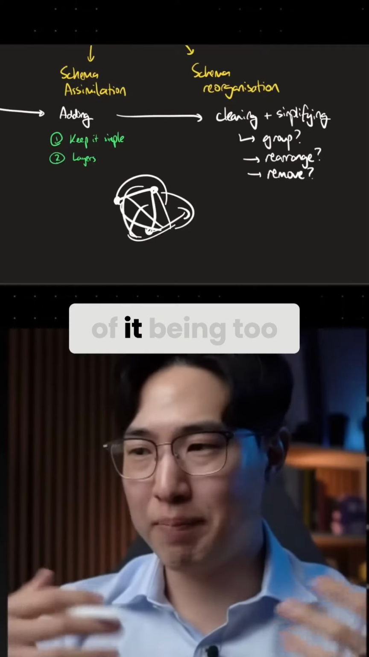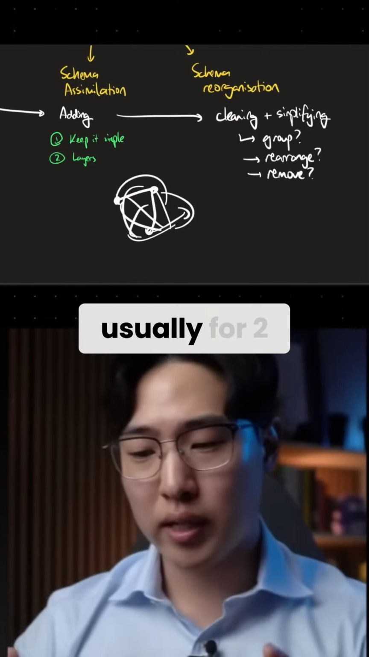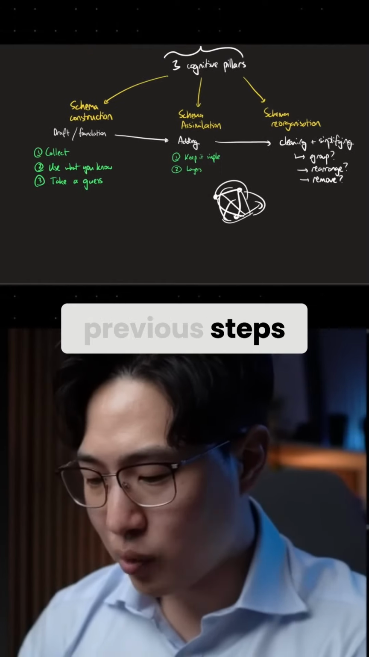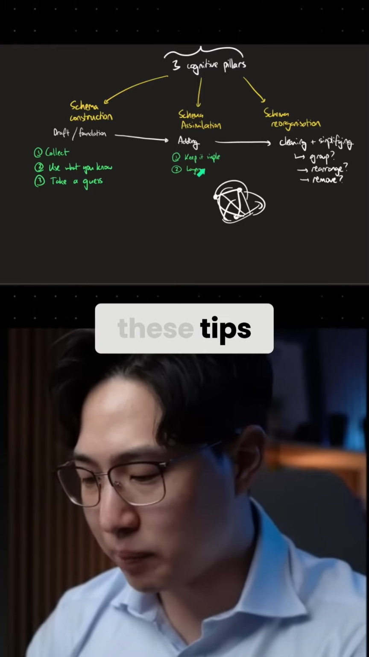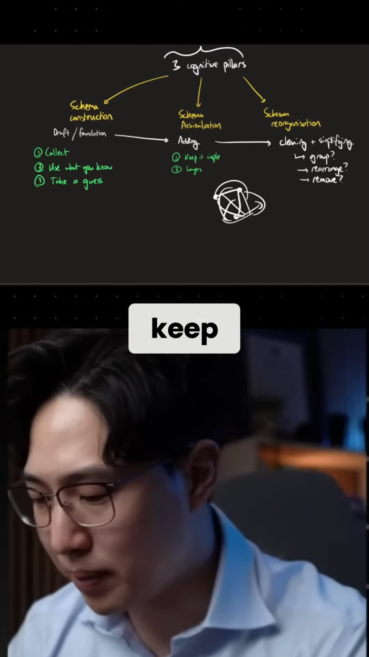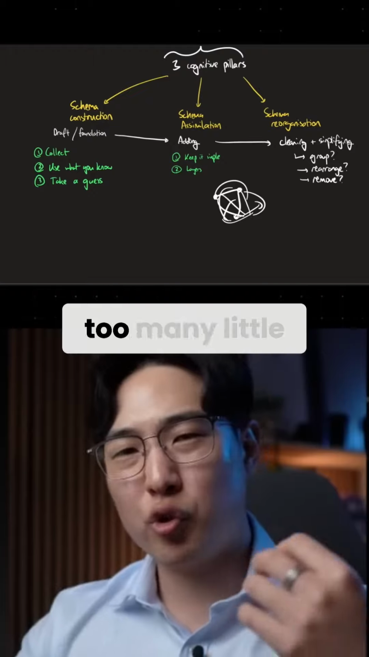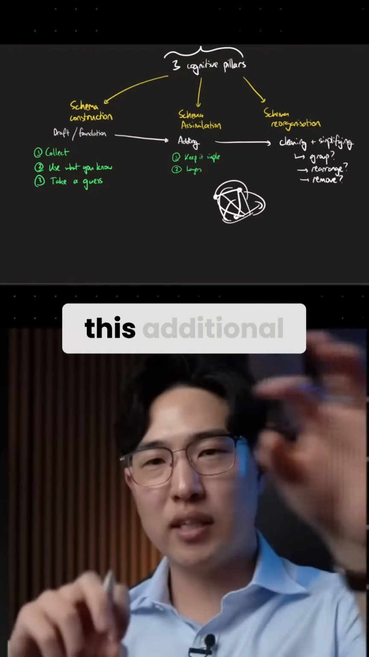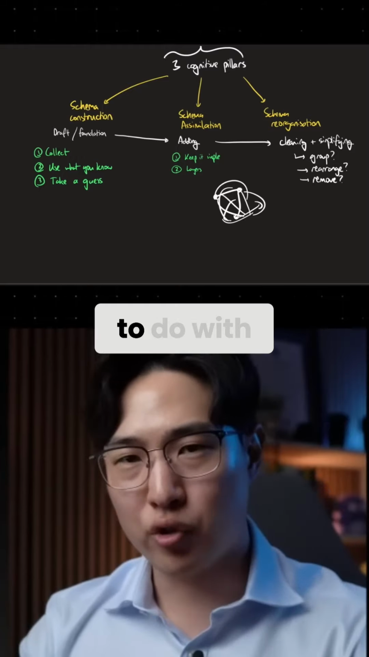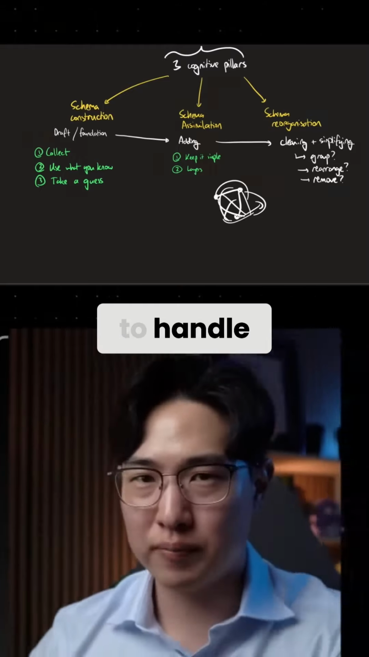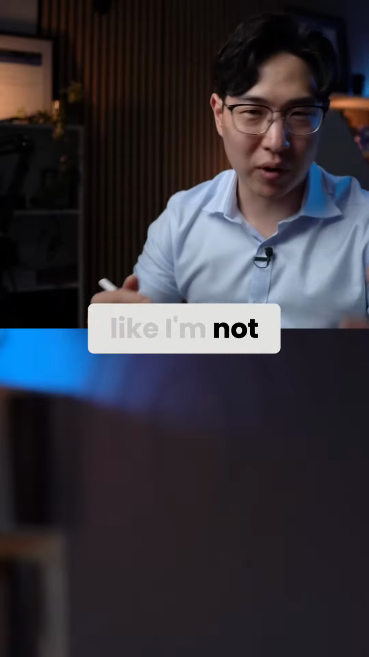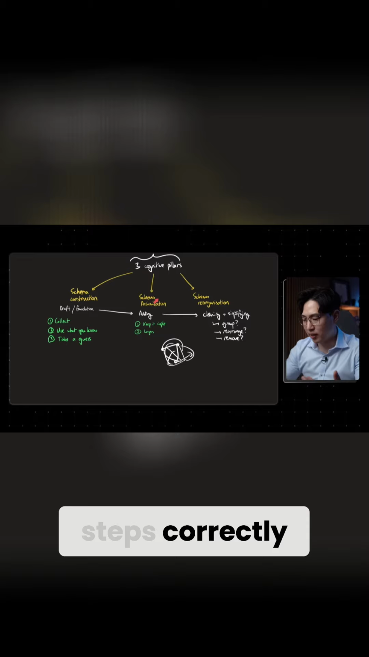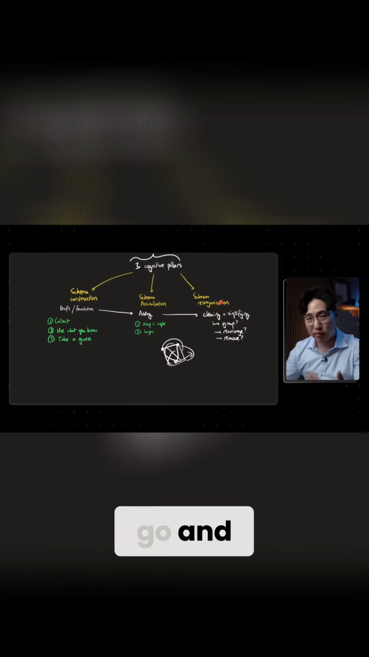And so this feeling of it being too overwhelming can usually happen for two main reasons. The first one is if in the previous steps, we didn't follow these tips correctly. For example, if you didn't keep it simple enough, or you focused on too many little details during the assimilation, and now you're just overwhelmed with all of this additional information that you don't know what to do with, and it's just too much for your brain to handle. Well, any brain to handle, my brain, I'm not calling out your brain. And so it's really important that we do these first two steps correctly so that we're not overwhelming ourselves when we need to go and reorganize it.